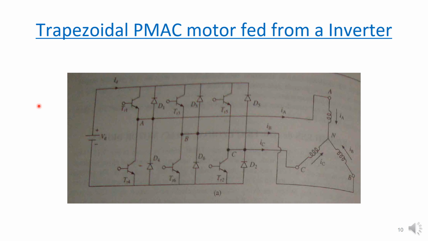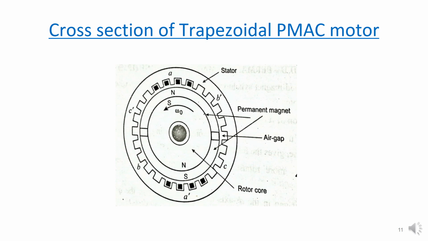Let us see the trapezoidal PMAC motor fed from a current control voltage source inverter. So here is the voltage source and here we have the inverter. This inverter is feeding the stator of the motor. The figure shows a cross-section view of a three-phase two-pole trapezoidal PMAC motor.